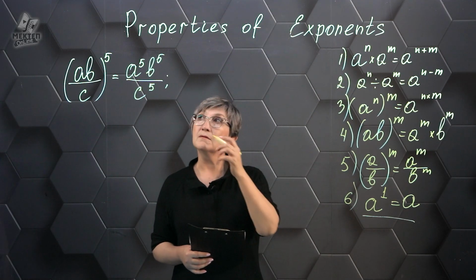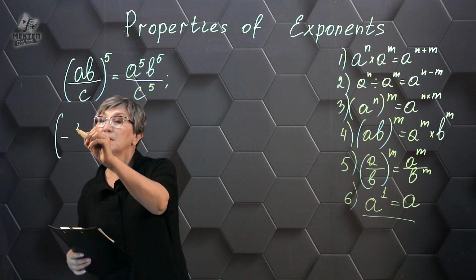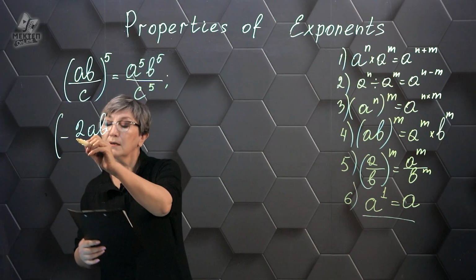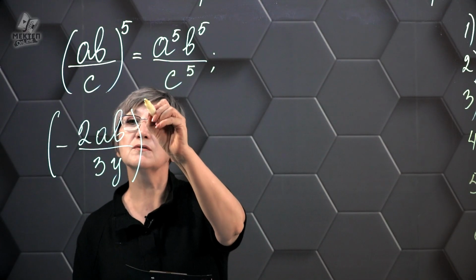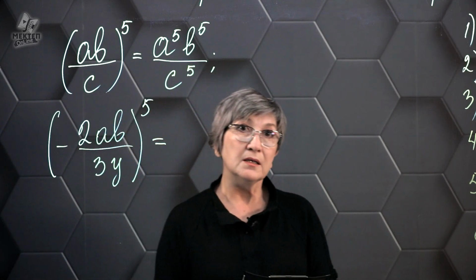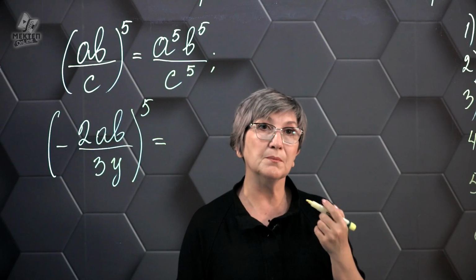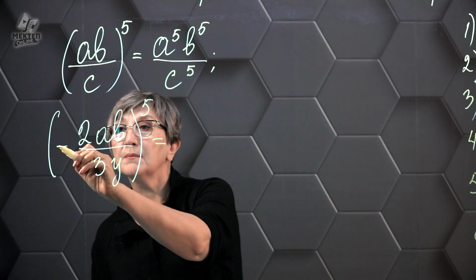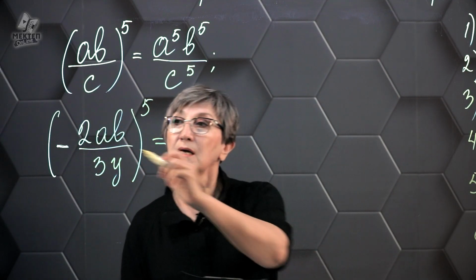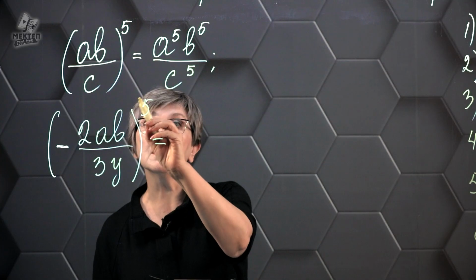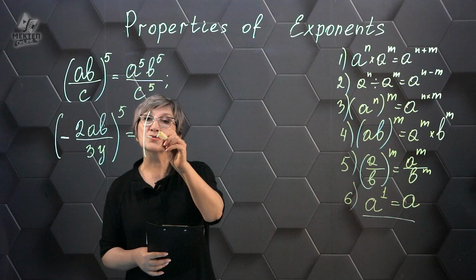Be careful when there's a negative multiplier in the product. For example, minus 2ab divided by 3u, and that's an expression to the 5th power. Now, first of all, we need to write down the sign of the resulting product. To do this, I point out that the fractional expression is preceded by a minus sign, which is minus 1, which we need to raise to the 5th power. Let's write down minus 1.